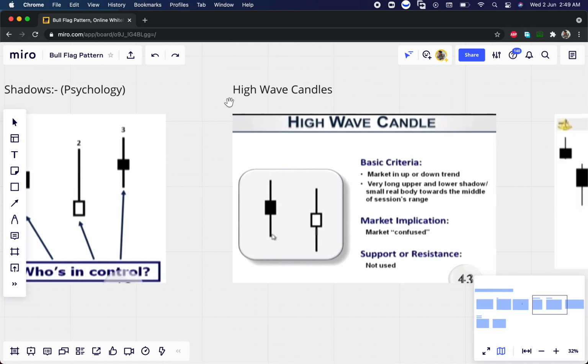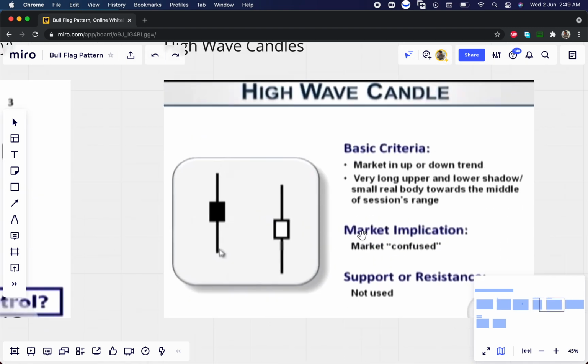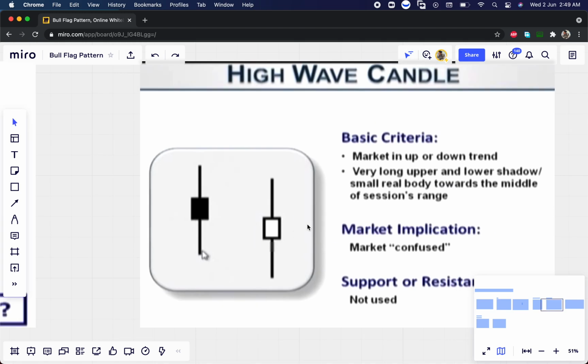Now we will be looking at high wave candles. Now what are high wave candles? High wave candles and doji are almost similar, but the difference is that in a doji the open and close are very close to each other. But in high wave candles that is not the case. In a high wave candle the real body can be big or small, but the wicks would be really long on both ends. Market in up or downtrend.